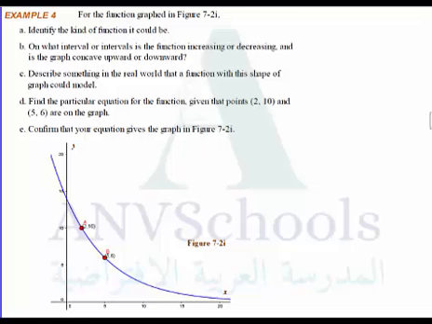So for letter A, or number 1, identify the kind of function it could be. Now you could notice that this graph tends to go to the positive x-axis. This is the y-axis, but it does not contain the origin. At the same time, it tends to approach the x-axis, but it seems not to touch it.